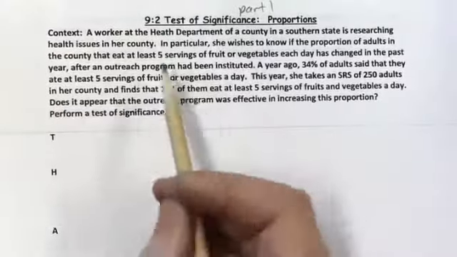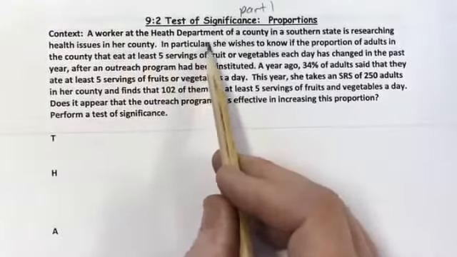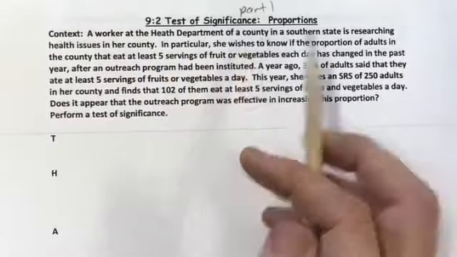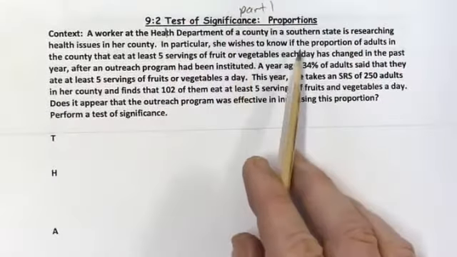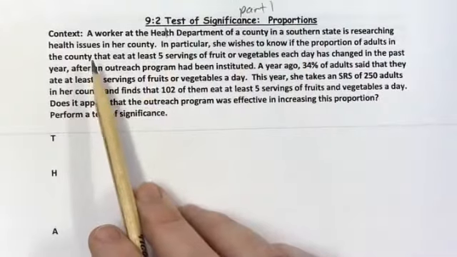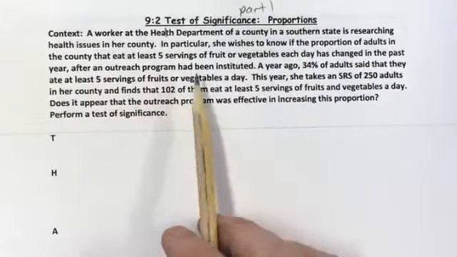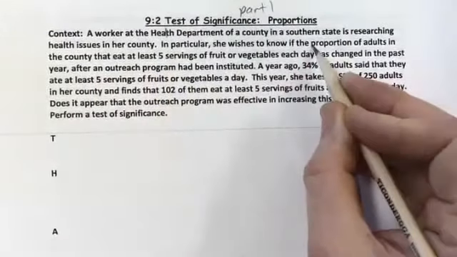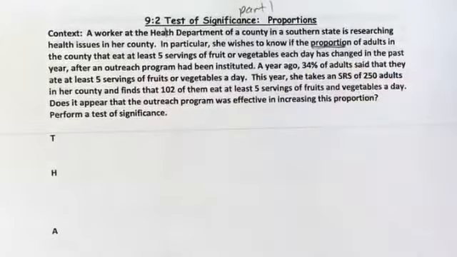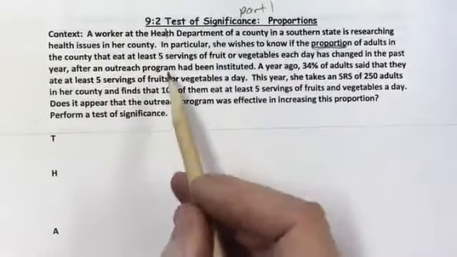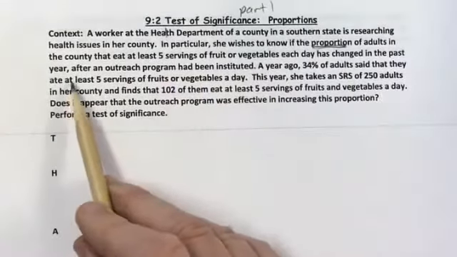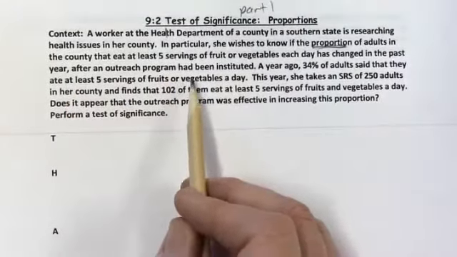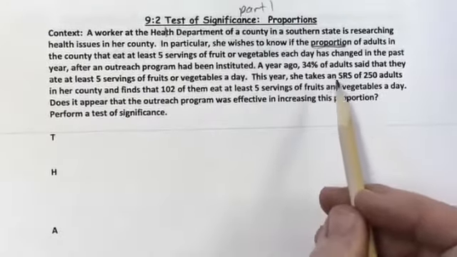So here we go. This one says a worker at the health department of, it should be health, not Heath, the health department of a county in a southern state is researching health issues in her county. In particular, she wishes to know if the proportion, not the mean, the proportion, in her county that eat at least 5 servings of fruit and vegetables each day has changed in the past year after an outreach program had been instituted.